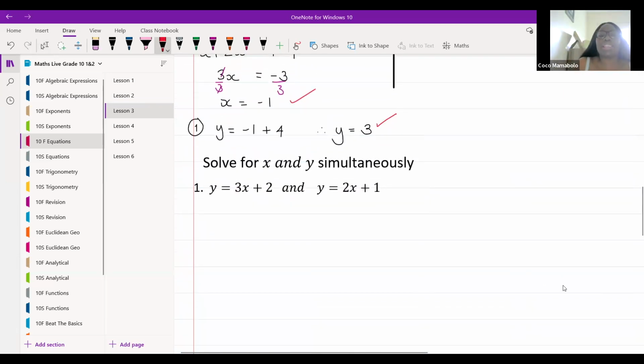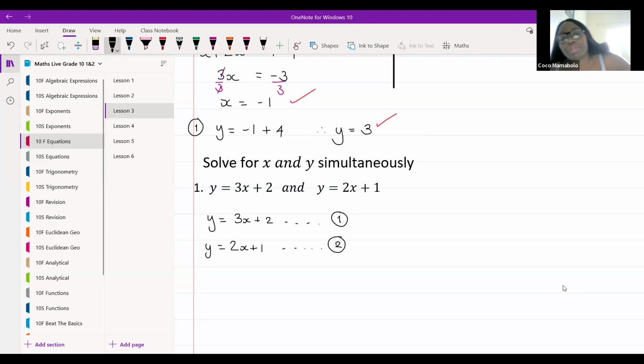All right, so I'm going to try and take it slow. Now, our first step, remember step number 1, is we need to label each of these. We need to call them equation 1 and equation 2. So I'm going to go y is equal to 3x plus 2, and I'm going to name that equation 1. And then y is equal to 2x plus 1, and I'm going to label that equation 2. Now, because we are solving by substitution, we're going to say, let us substitute equation 1 into equation 2.